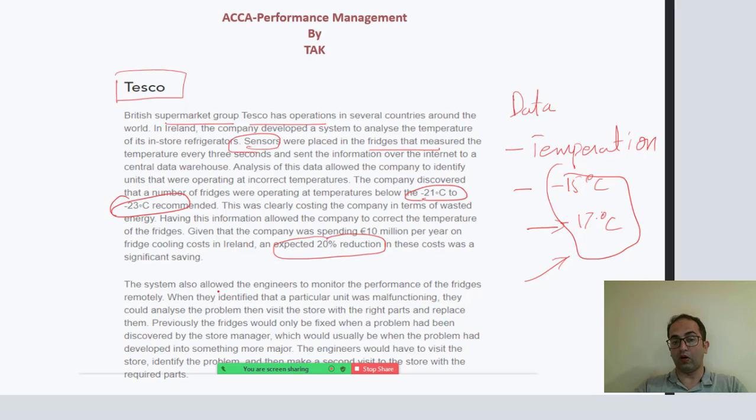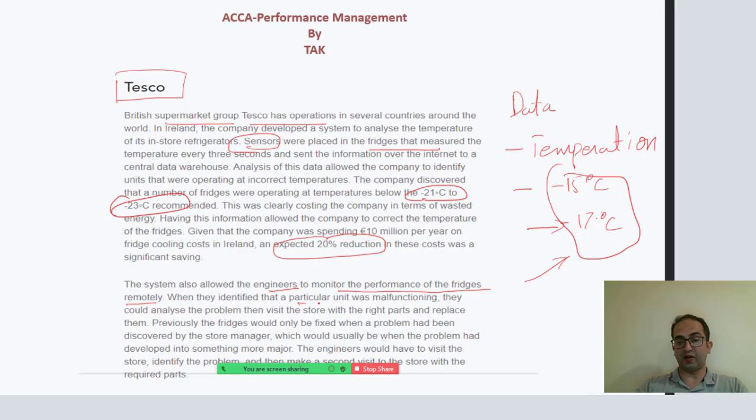The system also allowed the engineers to monitor the performance of the fridges remotely, and I think this is now something that we all have in our apps as well. For example, certain inverter refrigerators can be accessed through your mobile phones and apps.